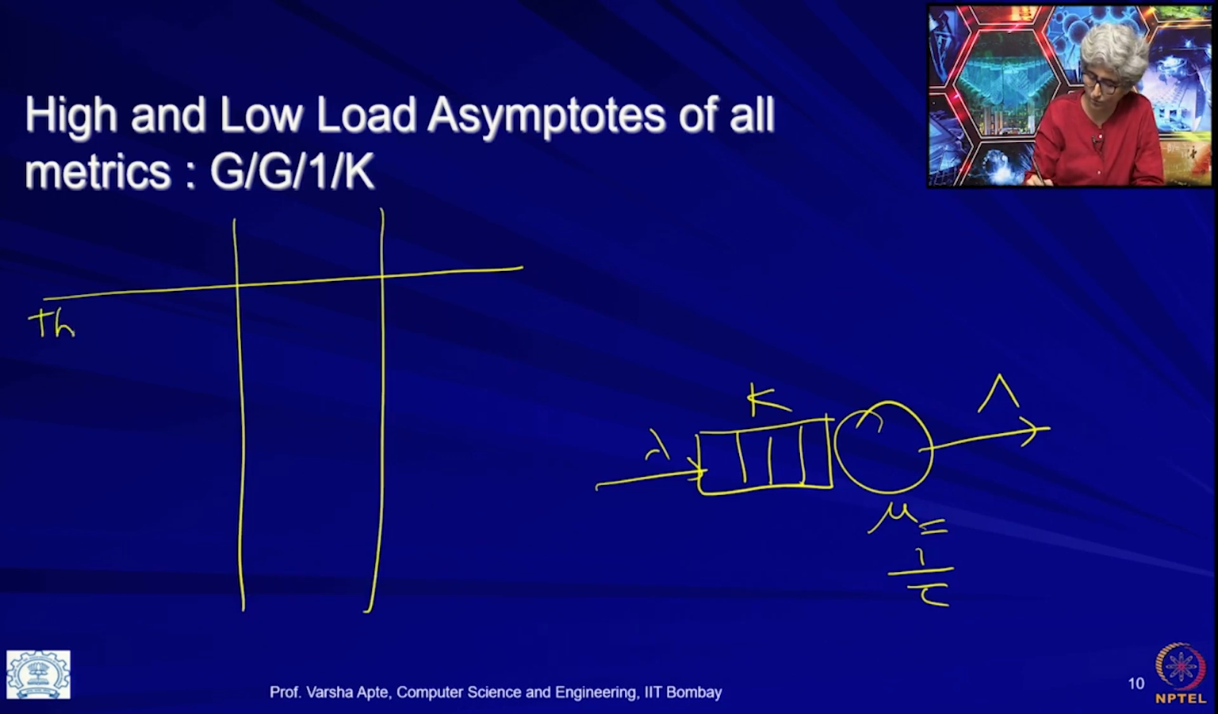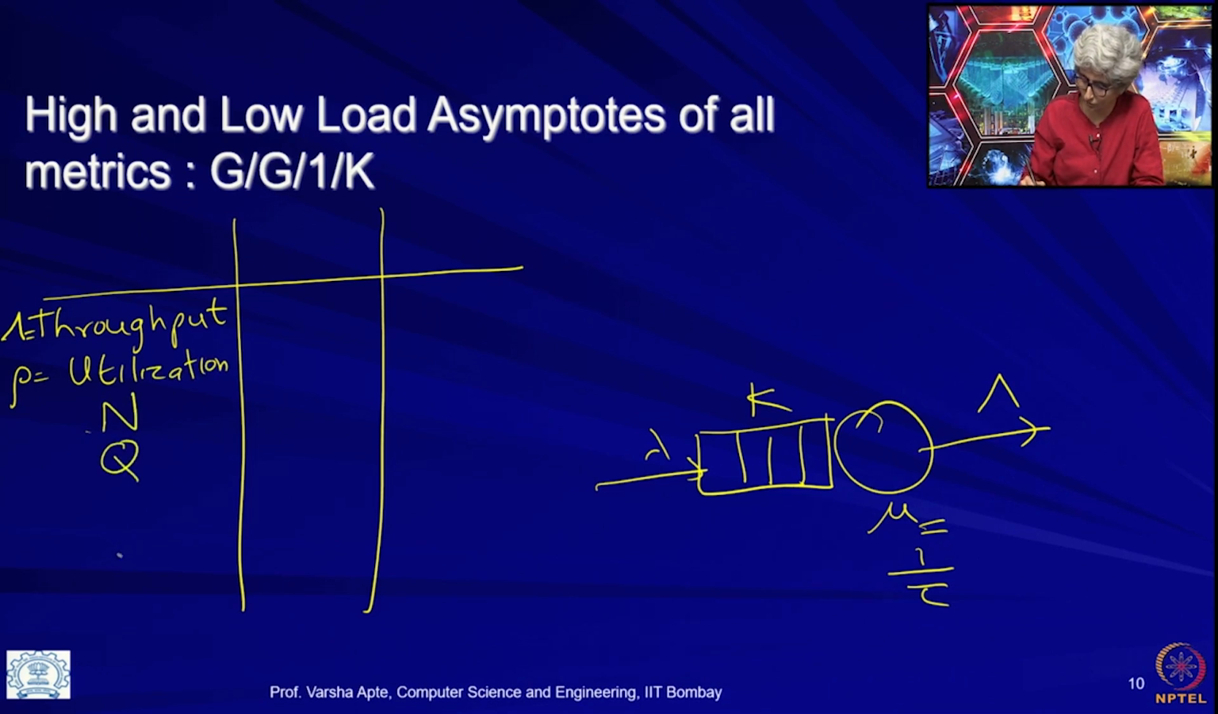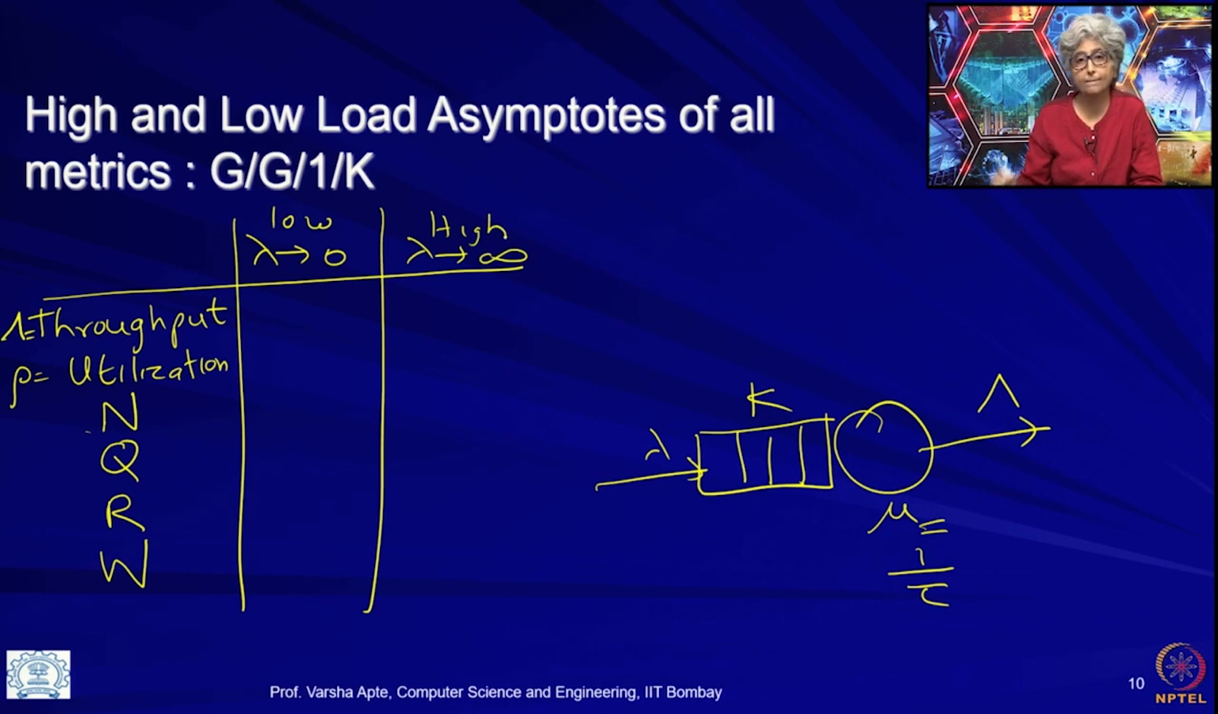Starting from throughput, this is lambda, utilization, number in system, number in queue, response time, waiting time, lambda going to 0, this is low load, lambda going to infinity, this is high load.